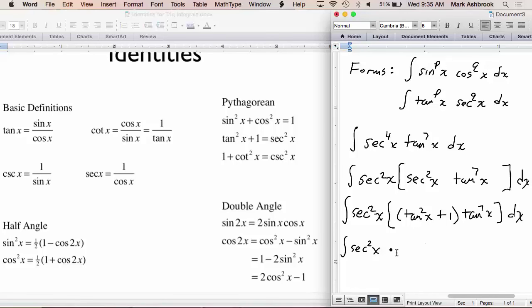The first one is going to be secant squared times tangent to the 9th. And then the other one is going to be secant squared times tangent to the 7th. So I just distributed both of them. Did you catch it?